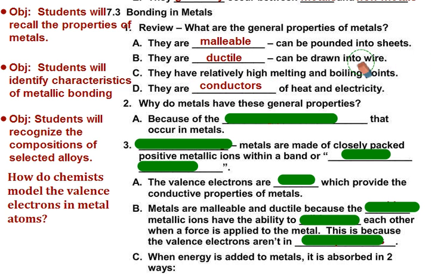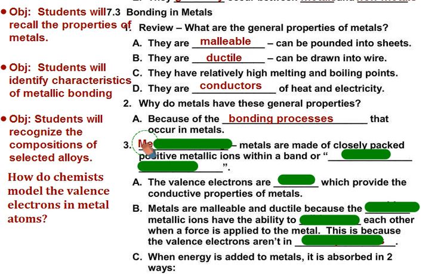So, why do metals have these properties? And this is actually something I've always wondered, until I began teaching chemistry, when I learned about metallic properties. Because of the bonding processes that occur in metals, they can be malleable and ductile.